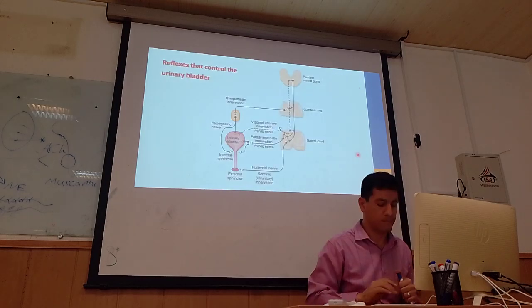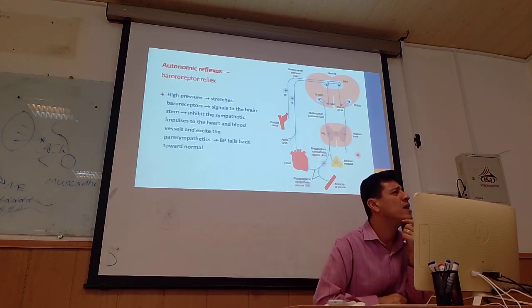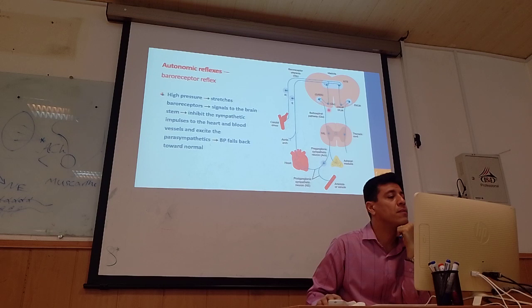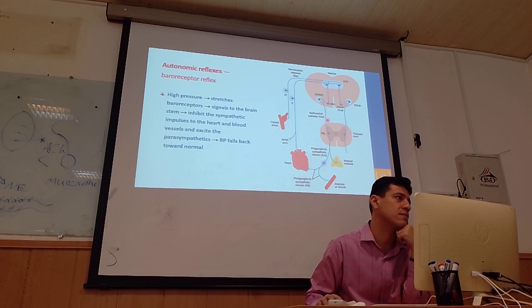baroreceptor reflex. How will a glutamatergic neuron activate a GABA neuron? Yes, so glutamate is released, binds to the glutamate receptor, causes EPSP in the cell, the cell is activated. But this cell itself is inhibitory. When it's active, it releases GABA. So GABA inhibits this. So this cell activates, this one inhibits this.